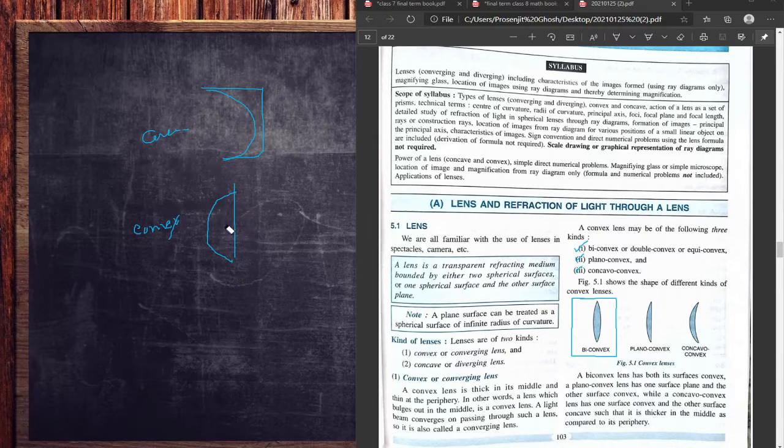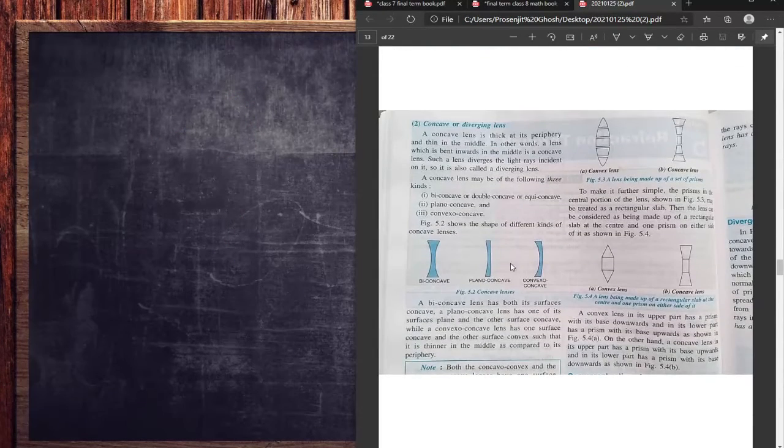And the last one is concavo-convex, which looks quite like a half moon, where this side is concave while the other side is convex. That is why it is called concavo-convex. Similarly, we also have three other types for the concave lens. Okay, you will get that on your next page.